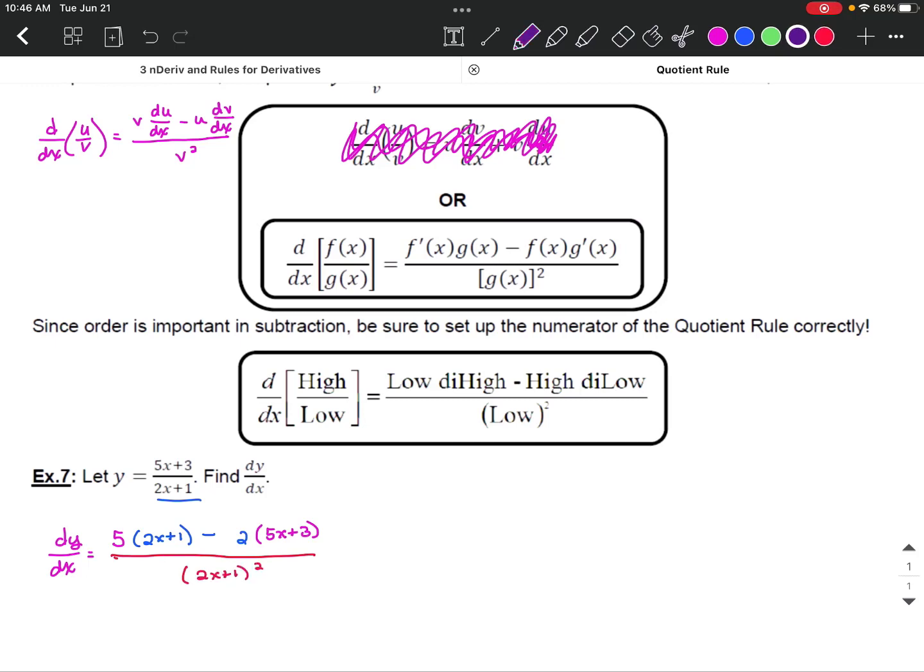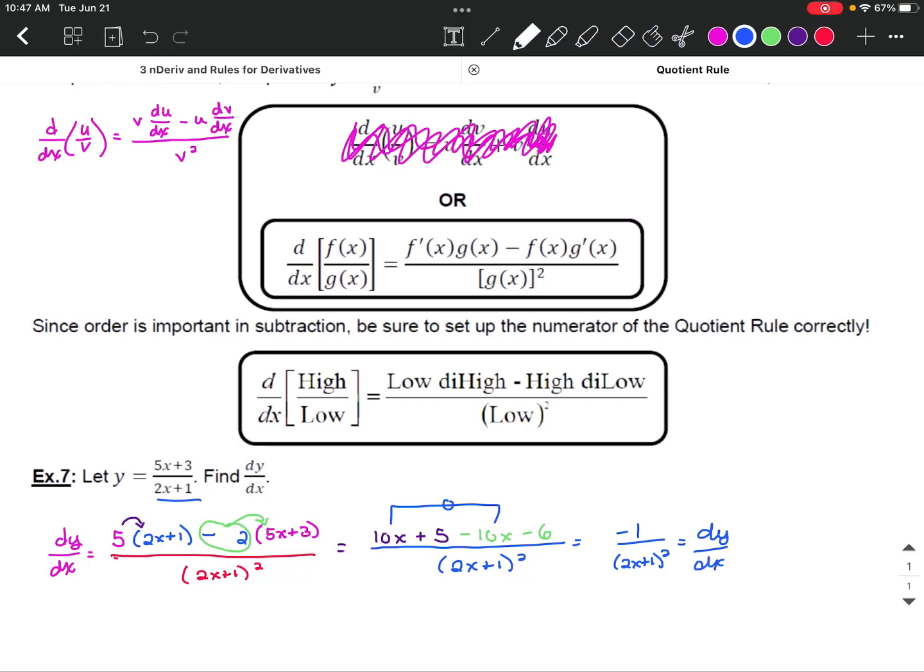Now we have a little bit of algebra to do. First thing is we distribute the 5. So 5 times 2x is 10x, plus 5 times 1 is 5. Then we're going to distribute this whole negative 2. So negative 2 times 5x is negative 10x, and negative 2 times 3 is negative 6. Do not multiply out the bottom. Leave that as the quantity 2x plus 1 squared. Combining like terms, our x's are going to add to 0, and 5 minus 6 is a negative 1 over that quantity 2x plus 1 squared, and that is our dy dx.